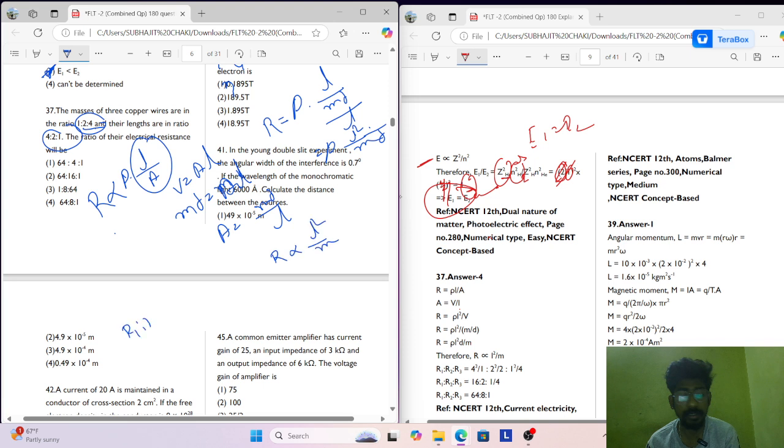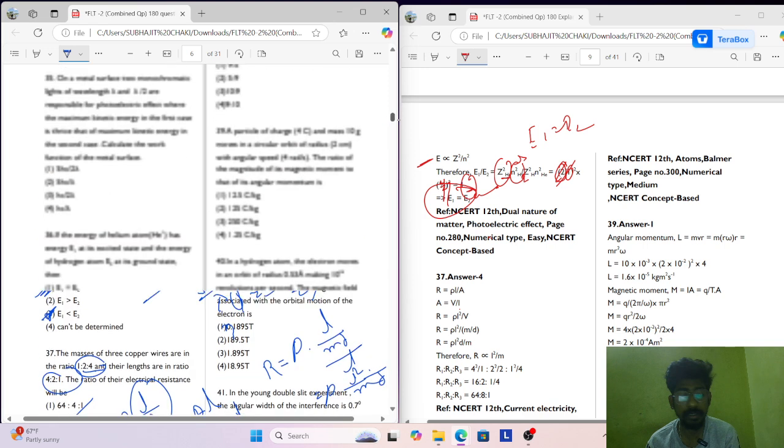Okay, so therefore R1 is to R2 is to R3 will be equal to L1 squared by M1, L2 squared by M2, L3 squared by M3. L1 means 4 squared by 1, 2 squared by 2, 1 squared by 4, that is 16, 2, 4, which gives 64, 8 is to 1. Option number 4 will be our correct option here.